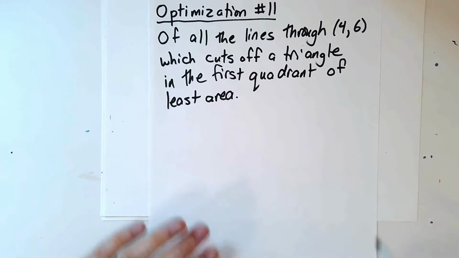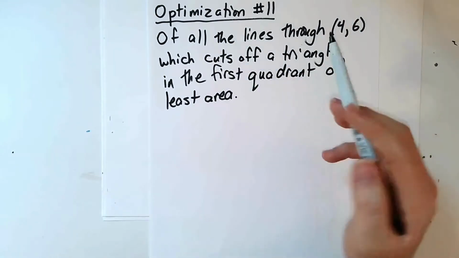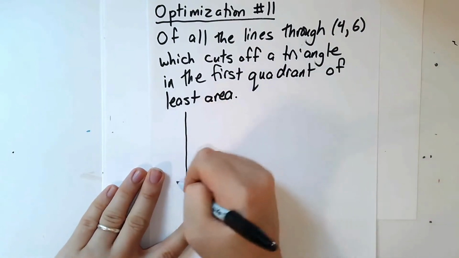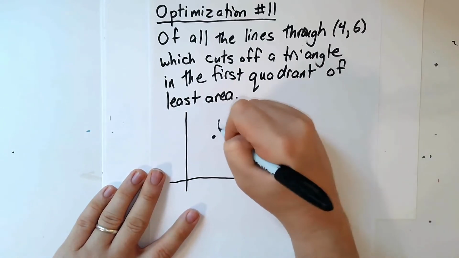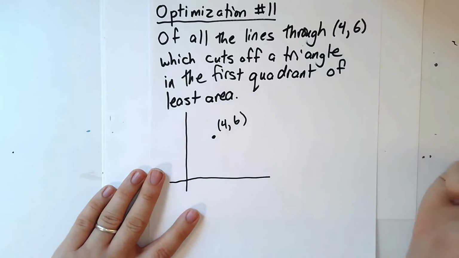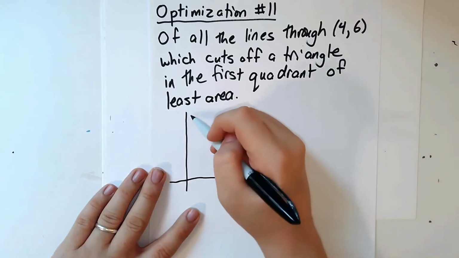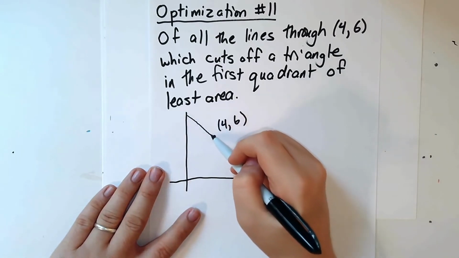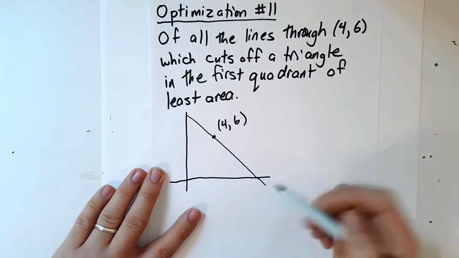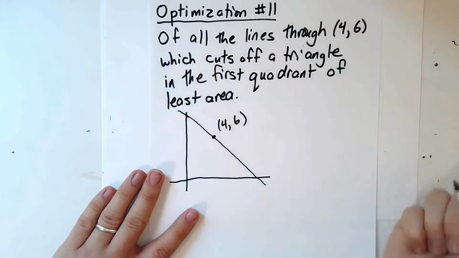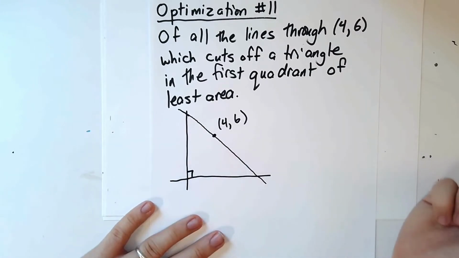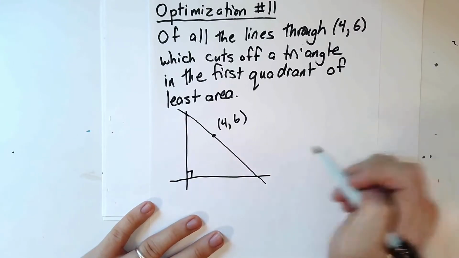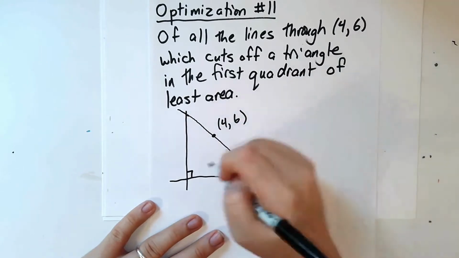So here we've got a question where it really helps to have a graph. I've got this point (4, 6). And of course, there are lots of lines through (4, 6). But each of those lines that has negative slope looks something like this. And that forms a right triangle here. And the question is, what is the minimum area of this triangle?